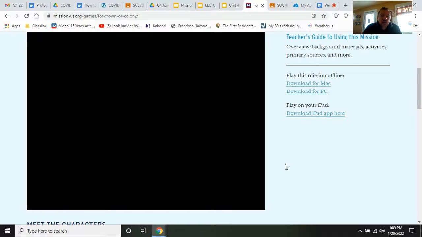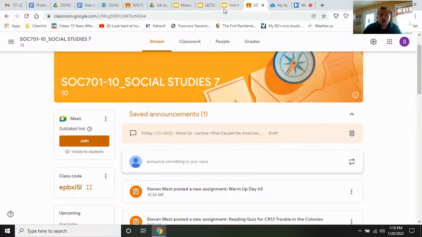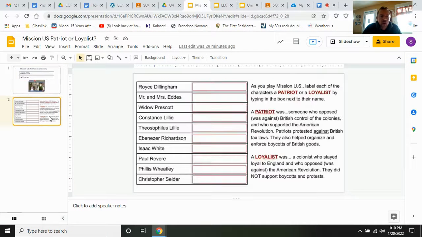Not sure if it's going to do that or not, but it should. Yeah, continue. So this is how you would do it. If you need to stop the game, just close it out, and it should pick up roughly where it left off. Now, let me point out maybe 1 or 2 more things, and then you're on your own.